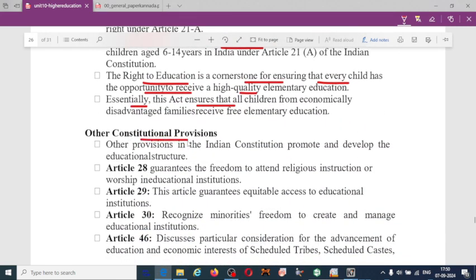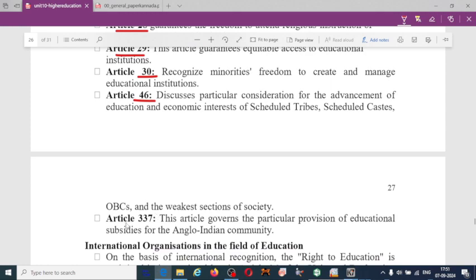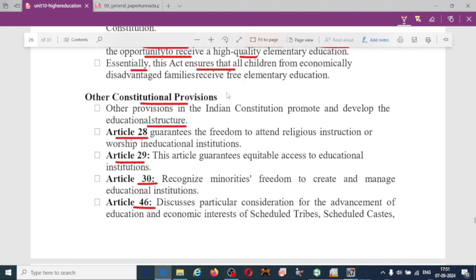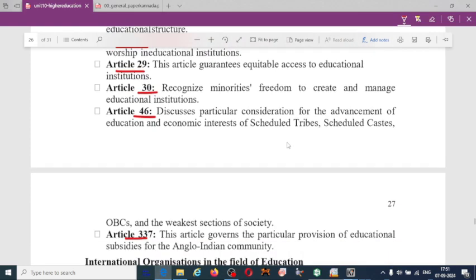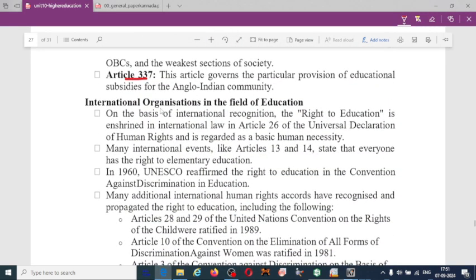Other constitutional provisions promote and develop the educational structure: Articles 28, 29, 30, 46, and 337. These all are related to the constitutional provisions to promote education. So, international organizations in the field of education.